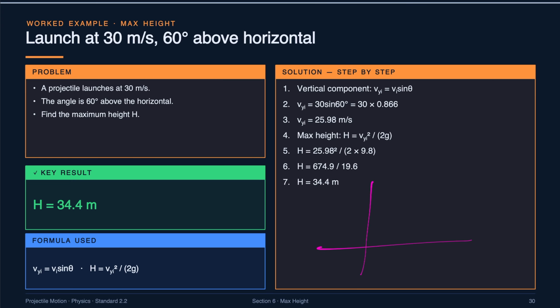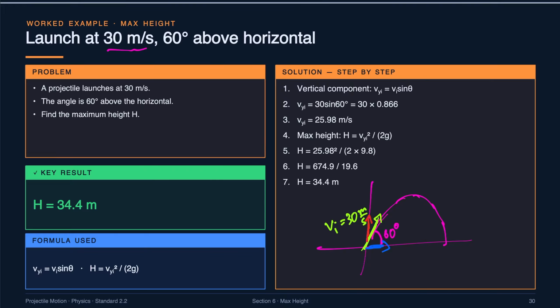You launch at 30 meters per second, 60 degrees above the horizontal. Okay? 30 meters per second. So the initial vector, velocity initial here, is 30 meters per second. And this is not velocity initial y, right? Because this is just the vector you're launching at. This has components in both the y and the x direction. The component in the y direction would be this one. The component in the x direction would be this one. And find the maximum height h.